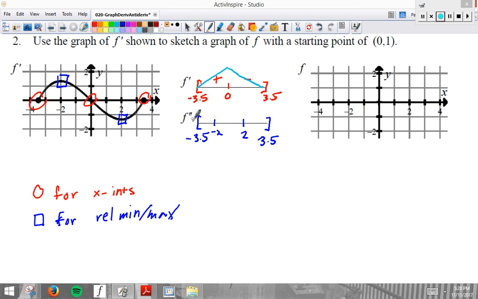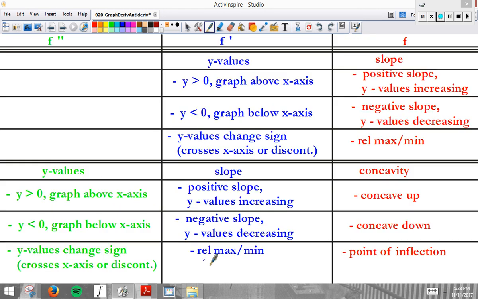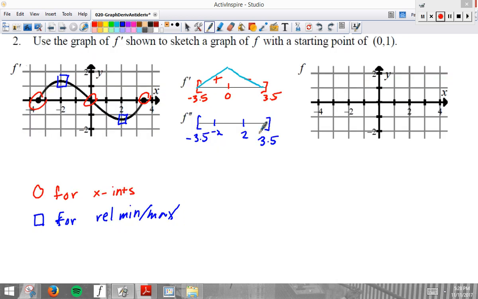So for F double prime, I'm going to be looking at the slopes of F prime. The slopes of F prime are positive because F prime is increasing. Its slope is positive, so F double prime is positive. Concave up. Now it's concave down. We're talking about what F has here.